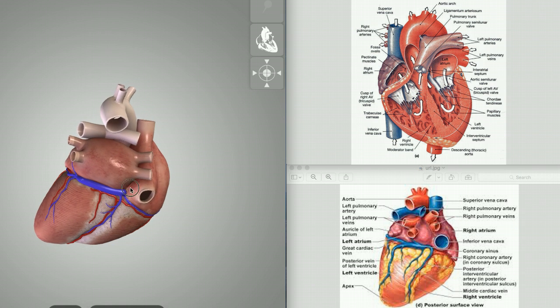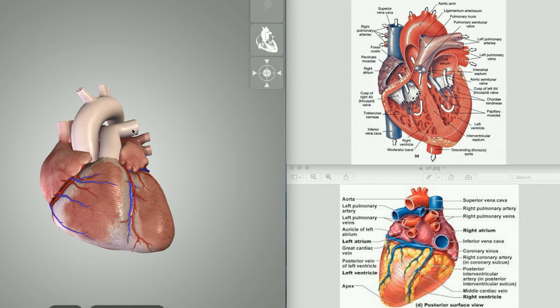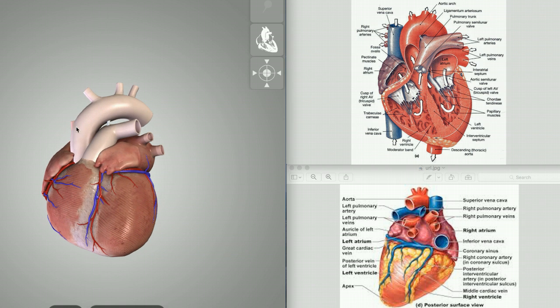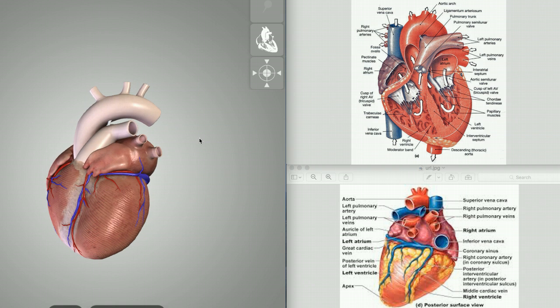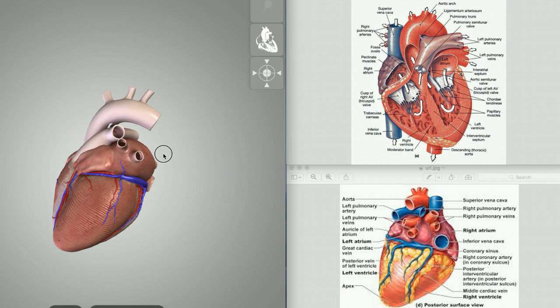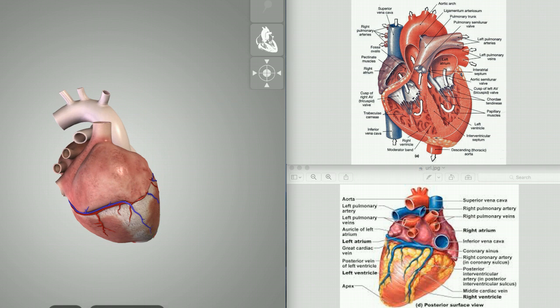So there's 2 branches that come off the pulmonary trunk. So the pulmonary trunk is this main branch here. Then you have the left pulmonary artery, which goes to the left lung, and then around the back we have this one here, which is the right pulmonary artery, which takes blood towards the right lung.